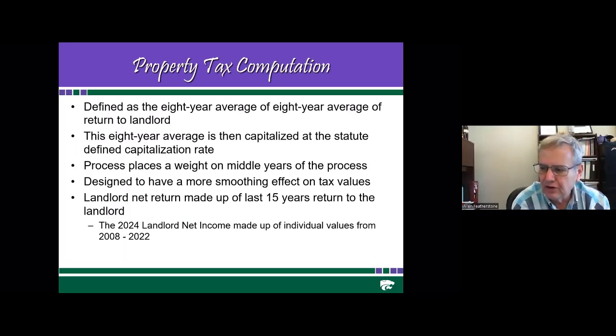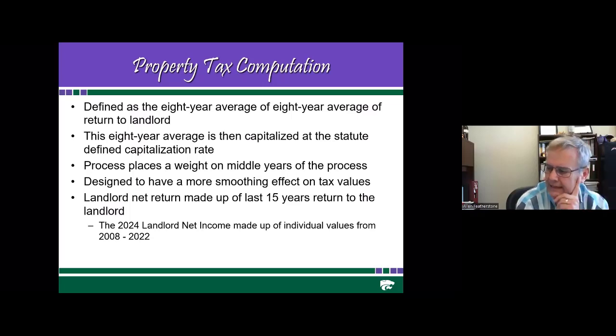Again, it's an 8-year average of an 8-year average to the landlord to essentially smooth the information. And again, that 8-year average is then going to be capitalized at between 11 and 12%, which is the statute defined capitalization rate. The process places the weight on the middle years. Again, this is designed to have more of a smoothing effect on tax values.